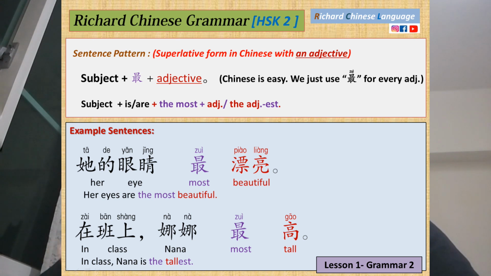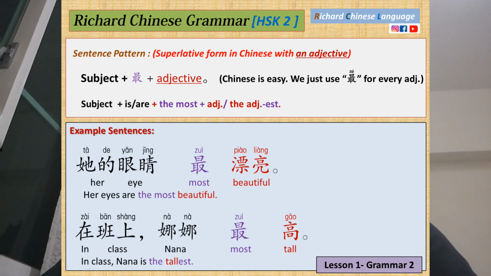她的眼睛最漂亮。她的 means her. 眼睛 means eye. 最, of course, most. 漂亮, beautiful. So this sentence means her eyes are the most beautiful. You just need to add a 最, okay, before an adjective.